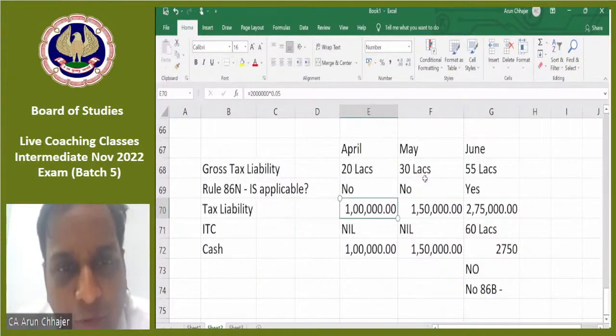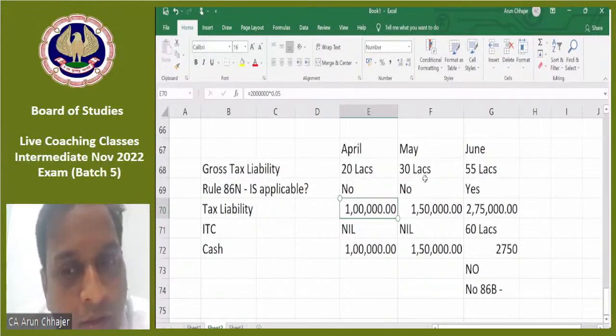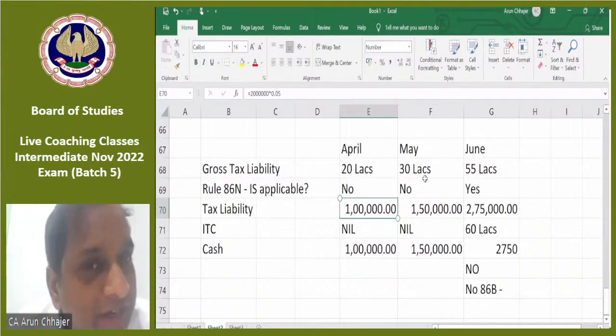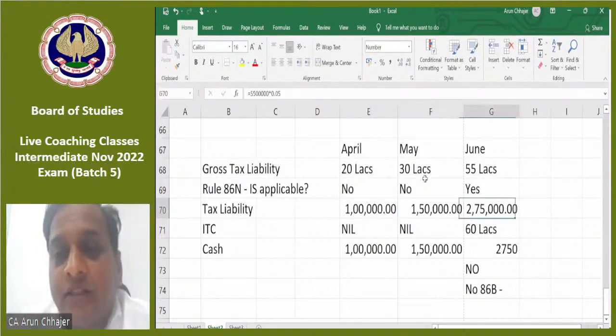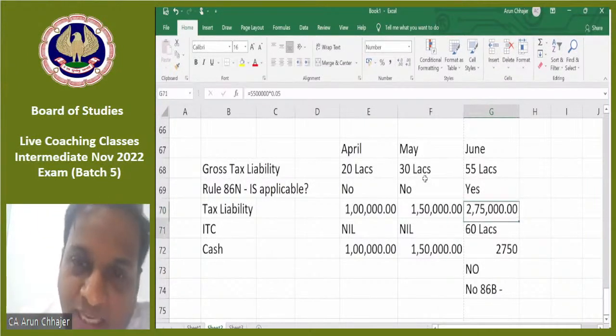Cash means through bank account or through cheque or something. What is the amount which he will pay in cash? Sir, the entire amount, because there is no ITC. So he has paid 1 lakh. He has paid 1,50,000. Now in the third month, the tax liability is 2,75,000. 1% he has to pay in cash.